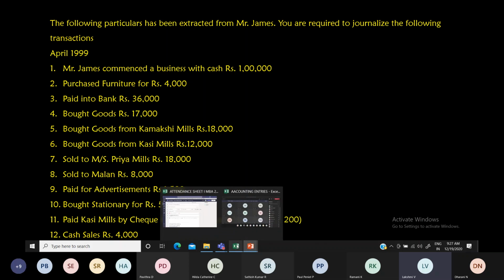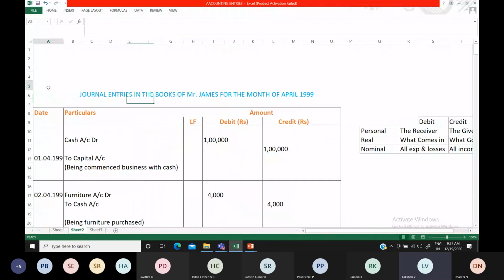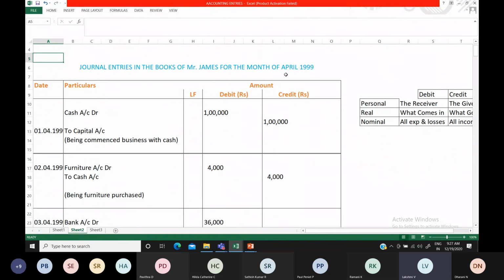So we can move to the problem now, how to work out that problem. Okay, so if you see, this is the format actually. Journal entries in the books of that person's name, you have to mention, for the month of April 1999. So whenever a question is given to you, journal entries in the books of that concerned person's name have to be used, and for which month you are preparing, you have to mention that. So the heading is compulsory. It's a must for accounting problems. And then the format is also a must.